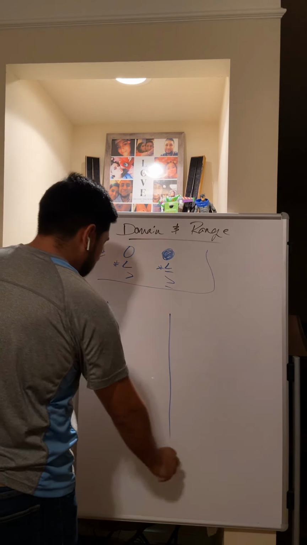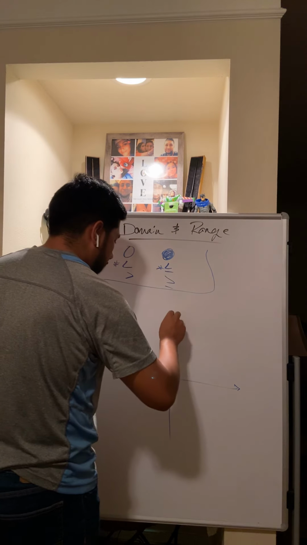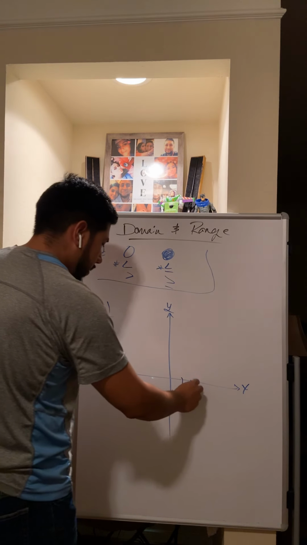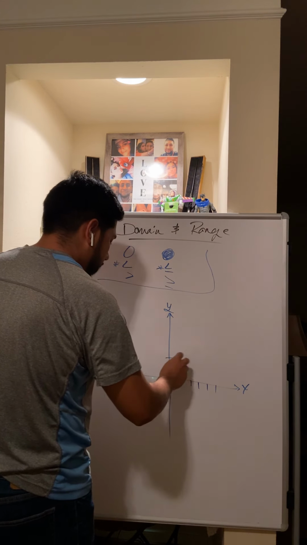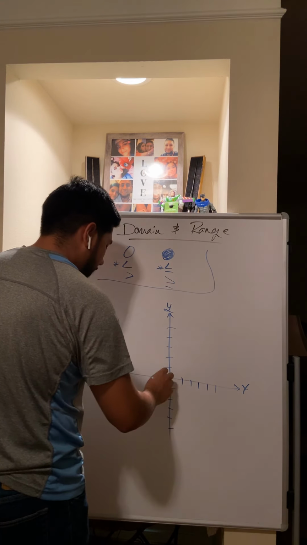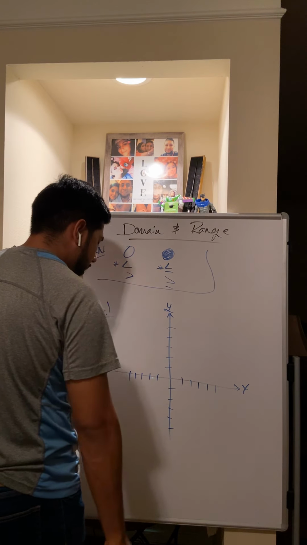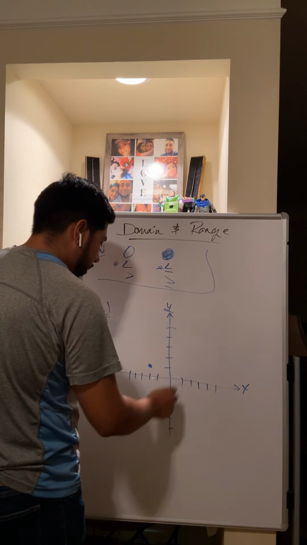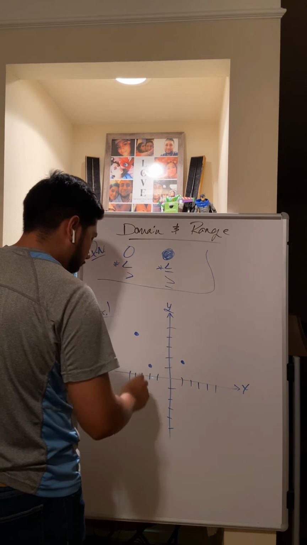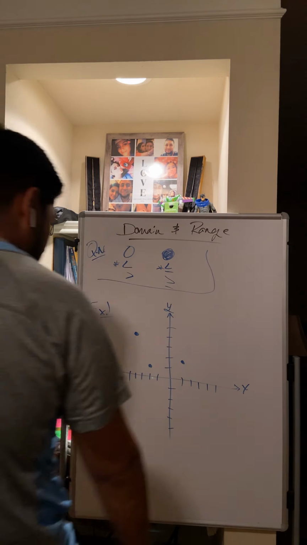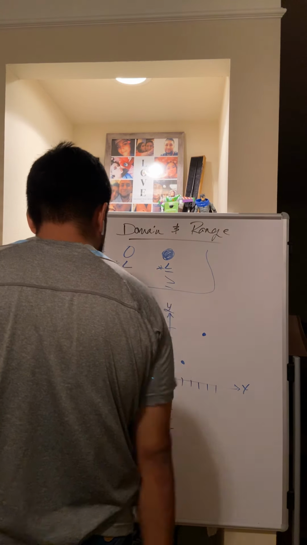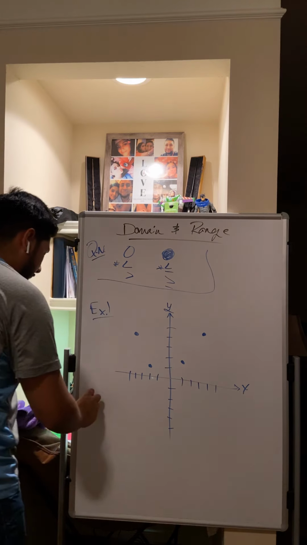Let's say we have a graph, y-axis, x-axis, 1, 2, 3, 4, 5, 1, 2. I'm excited going back to campus. I don't have to use this board that much anymore, ladies and gentlemen. And let's say we have a point right here, point right here, point right here, and another point over here. Okay, so let's say I want to know my domain.